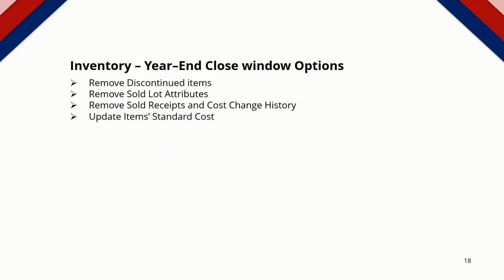We can remove sold lot attributes, which will remove those lot attributes of items that are tracked by lot numbers and that have been completely sold. And we can remove sold receipts and cost change history, which will remove receipts that have been completely sold. If you choose to remove sold receipts, you also have to enter a cutoff date prior to. And then we can update items standard cost, which will update the item's standard cost with the current cost or the last purchased cost for any items that are using standard cost.